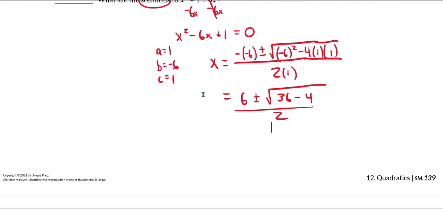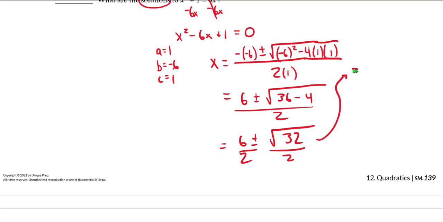Moving down here a little bit, I'm going to get 6 plus or minus the square root of 32 all over 2. I'm now going to split that denominator so that it is over each of my parts here. So now I've got 3 plus or minus. Breaking down this square root of 32, there's multiple ways to do that. Most of you should be familiar with how to break down that square root. We do cover that in a different section. I'm going to do it using the largest perfect square that goes into 32, which is 16. So I can break 32 down into 16 times 2.